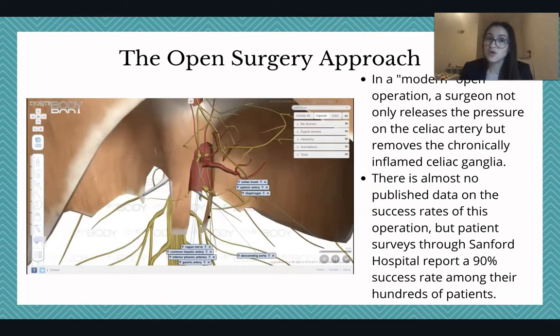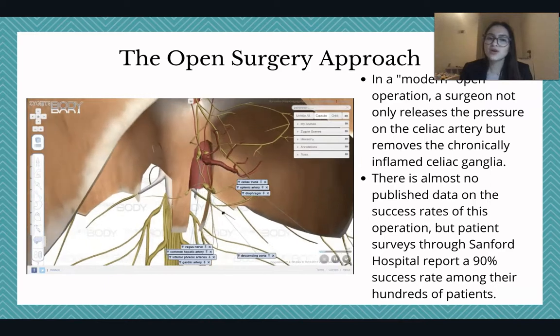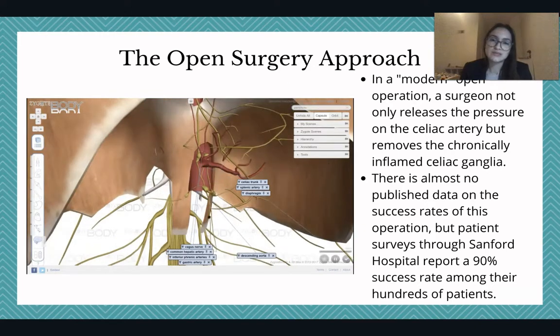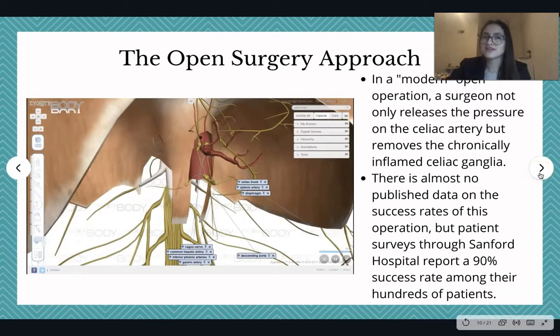Now, there isn't a whole lot of published data to support the fact that this surgery is superior to the laparoscopic surgery, but there is one hospital in Connecticut, Sanford Hospital to be specific, that boasts a 90% success rate among their hundreds of patients, therefore giving it some sort of efficacy.